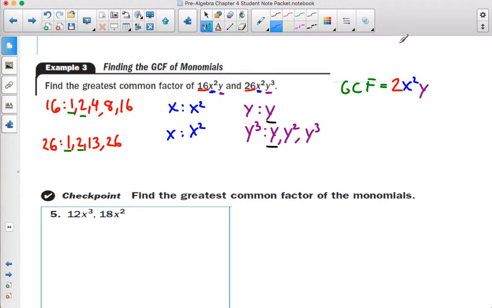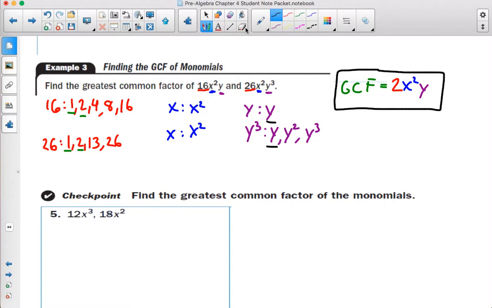The biggest things that they have in common is they have 2, they have x squared in common, and they have a single y in common. So the greatest common factor is 2 times x squared times y. Do the numbers separately and then do each variable separately.